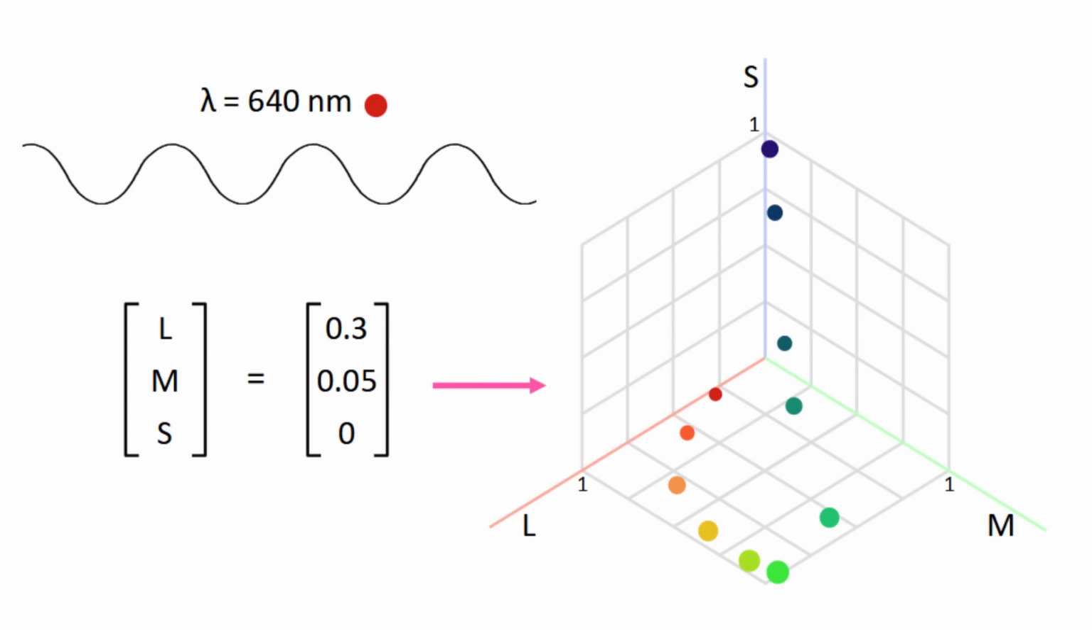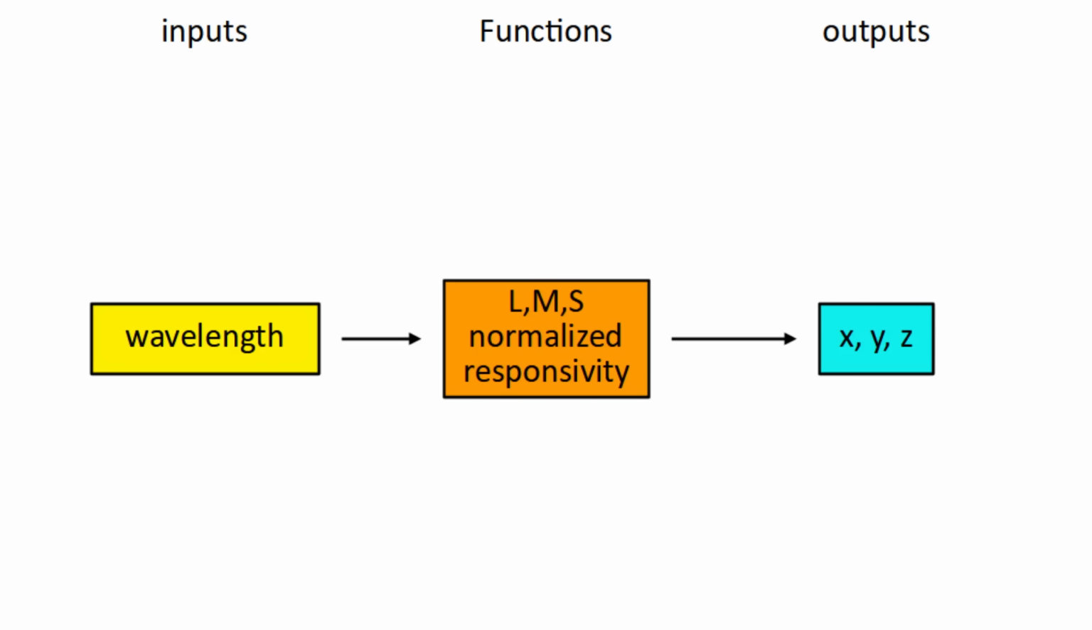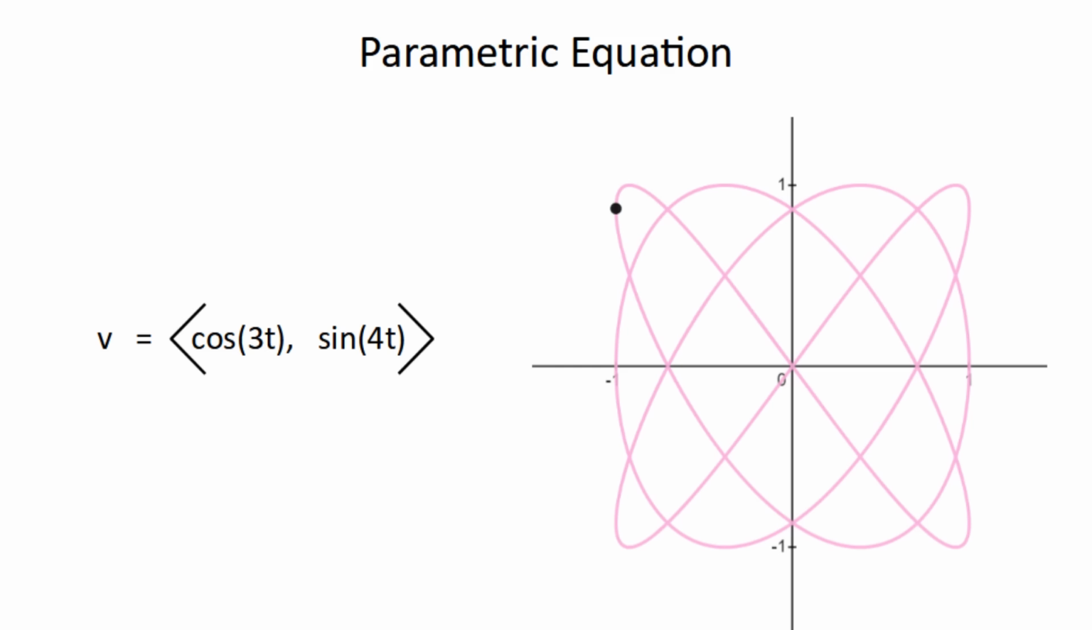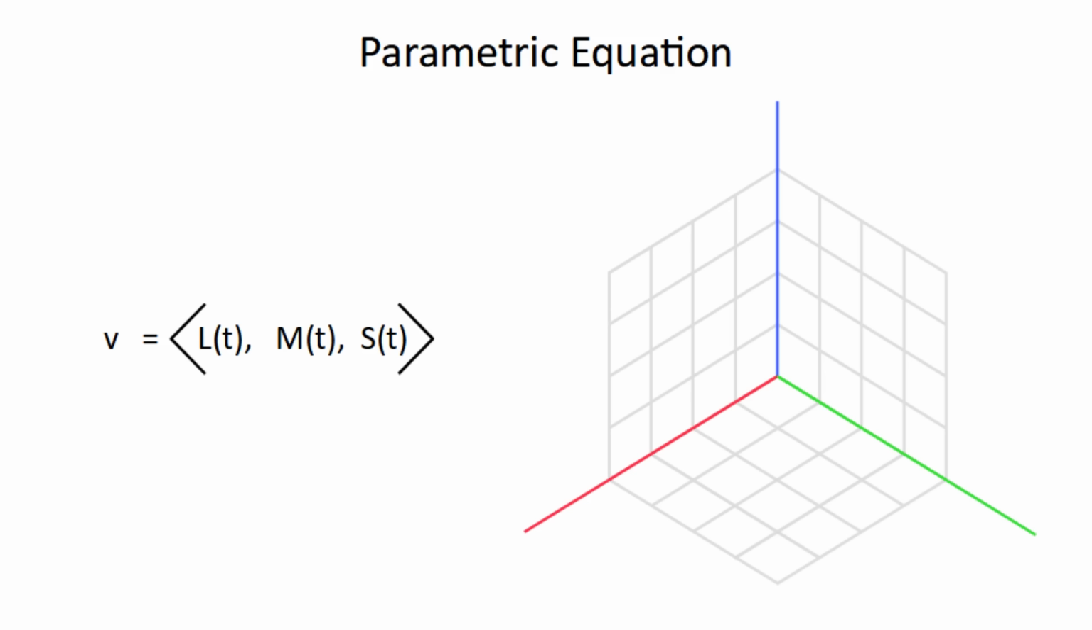When doing this, it helps to think of normalized responsivity not as 3 separate functions, but as one single function, where the input is wavelength and the output is a point in space, whose 3 coordinates each correspond to a different cone type. This way, we get what's known as a parametric equation, where you can basically trace out the path of a point in space as you change the input variable. So now we just have to do this in 3 dimensions with the normalized responsivity functions.